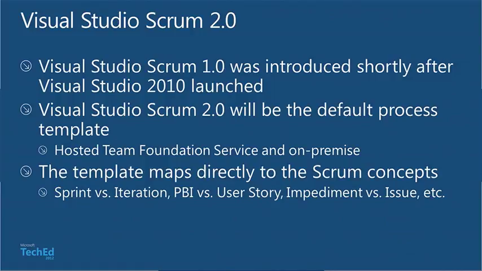And as we mentioned, the template maps directly onto Scrum. So we've got rid of words like iteration that don't mean anything in Scrum and turned them into sprints. We've got rid of user stories, which is just one flavor of requirement, right? That's not the only way I can do requirements in Scrum, and turned them into product backlog items, and so on.